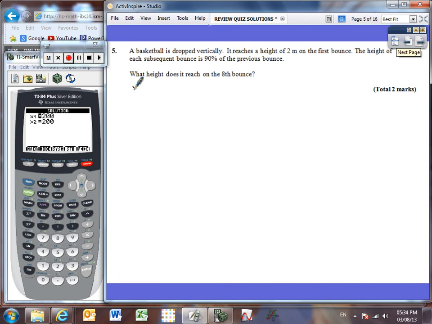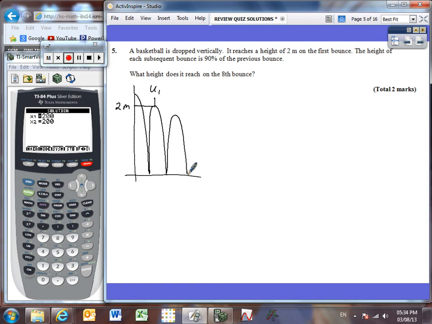Alright, question number 5. A basketball is dropped vertically. So let me just draw a diagram of the situation. Here's the basketball being dropped, and then it bounces. And on the first bounce, we've been told that it bounced to a height of 2 meters. Let's think of this first bounce as U1, our first term. The basketball then bounces again to 90% of its previous height.